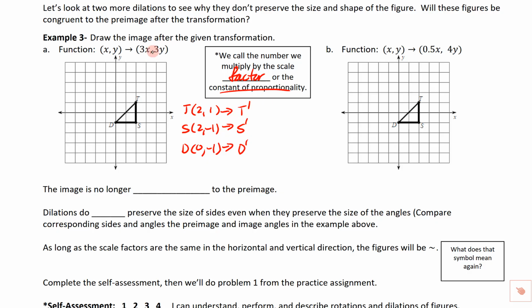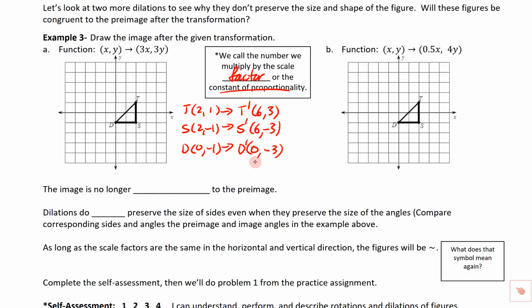And the rule says that we need to multiply everything by 3. So multiply the x coordinate by 3, so this is going to be a 6. Multiply the y coordinate by 3, so that's going to be a 3. Multiply this coordinate by 3, so that's going to be a 6. That's going to be a negative 3. And then multiply 0 by 3. That's still going to be 0. And then this is going to end up being a negative 3.